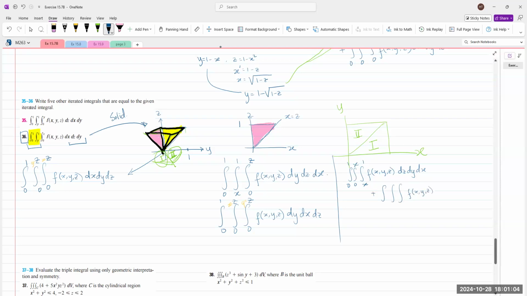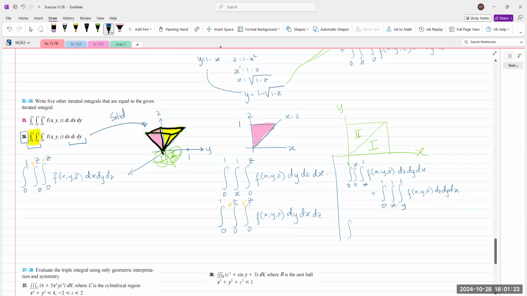This is for the second region. The x will be from 0 to 1, the y will be from x to 1, and that will be from y equals z to 1.